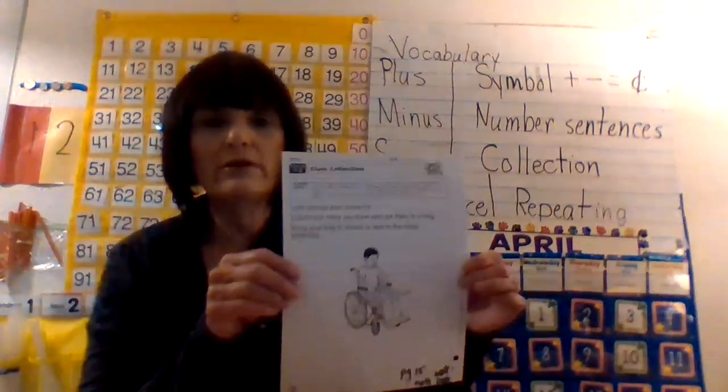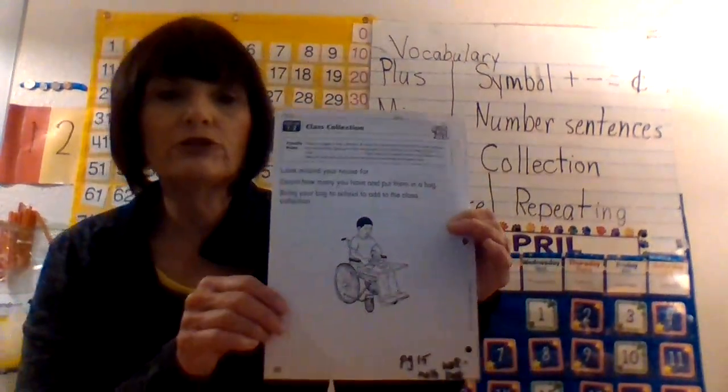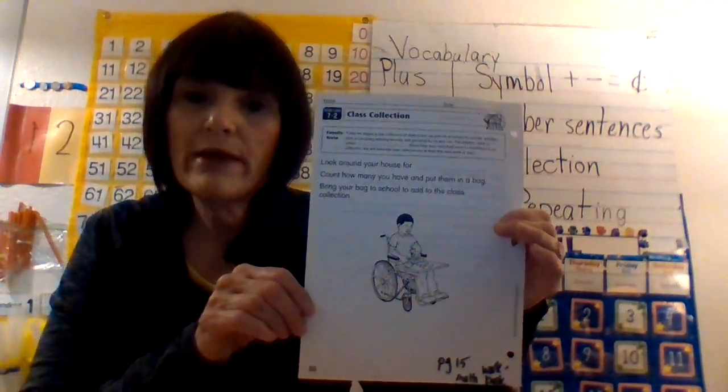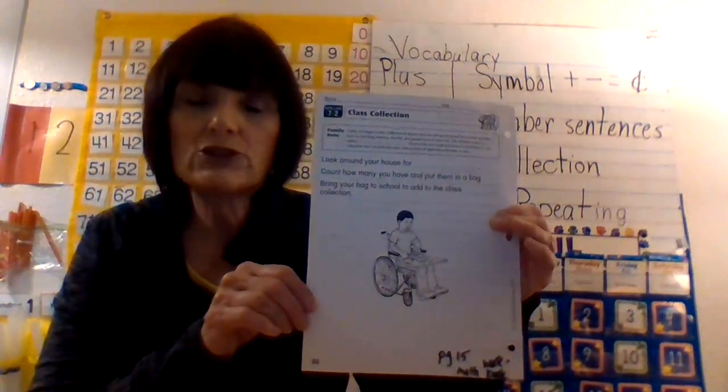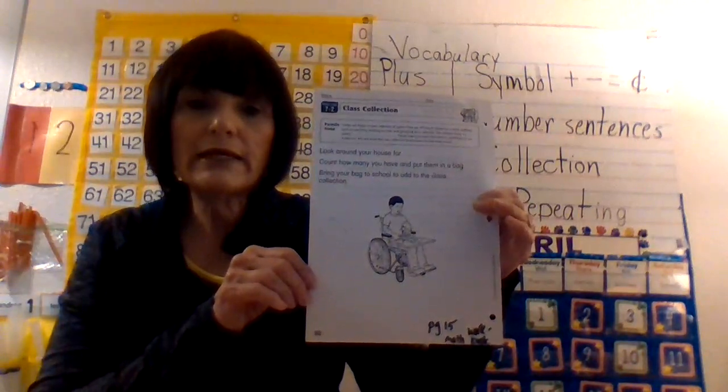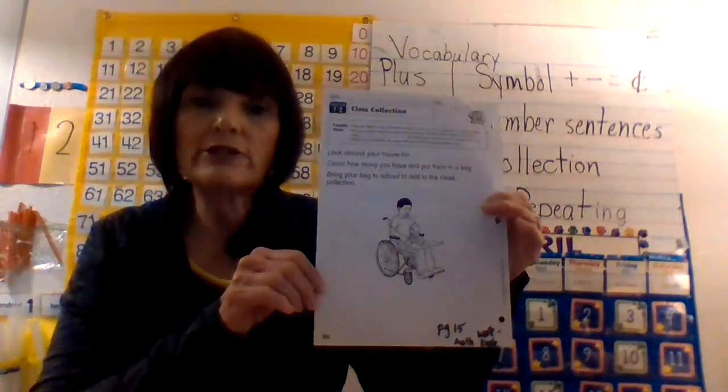Let's talk about the papers that your parents brought home for you. These papers are things for you to do at home. This is the collection of things. You could make a collection at home. We'll be doing a collection here today. But this one is from your math workbook, page 15.